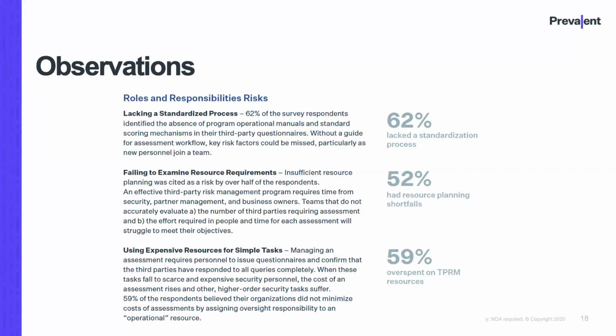59% overspend on TPRM resources. So even though they have resource planning shortfalls, in the sense where they haven't got the right amount of capacity, they are, in some cases, overspending on resource. Now, what we mean by this is that you may have somebody who's a higher skilled and higher cost center to the business, working on activities that they wouldn't necessarily need to do. A lower skilled resource would be able to accommodate it.